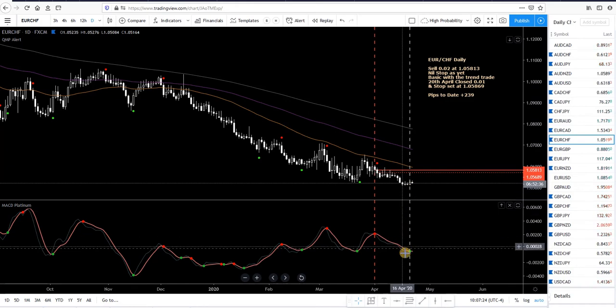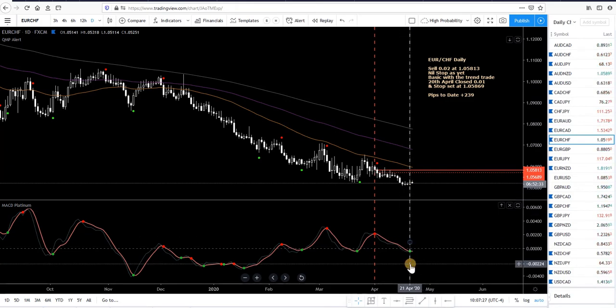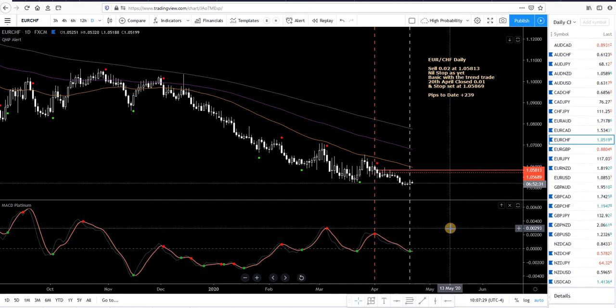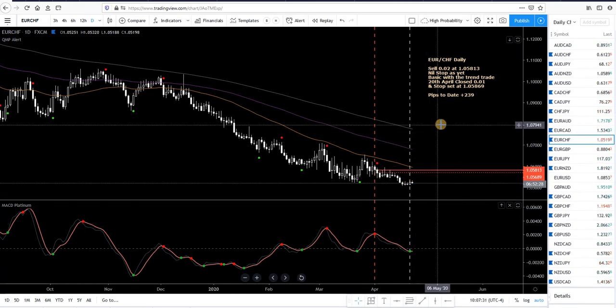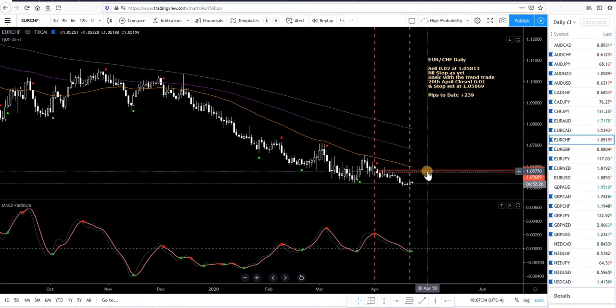So if a buy presents and we've got a warning signal here, a green dot below the zero level, I'll be tempted to take a buy signal there. But at the moment, we've got a sell, closed half, and we're locked in, so we can't lose.